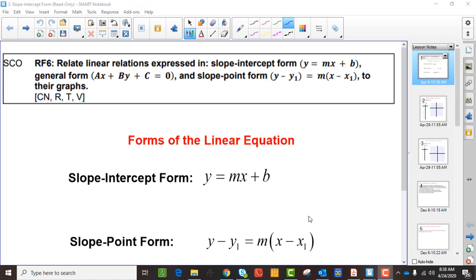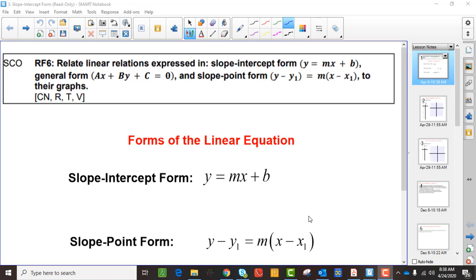So we want to talk about forms of linear equations now. We've talked about slope, and slope is an important part of a linear equation, but it's not the whole thing. So we want to talk about a couple of different linear relations expressed in either slope-intercept form, which we're going to talk about in this video, general form, and slope point form. We'll talk about three different forms in three different videos. This one will cover the first one, the slope-intercept form.